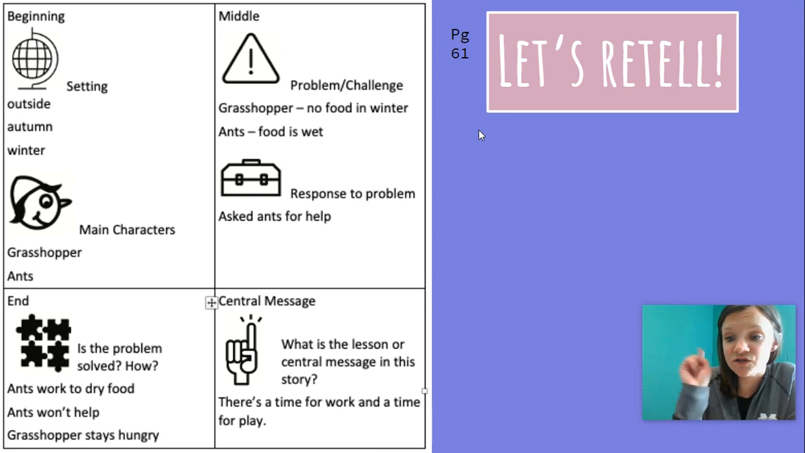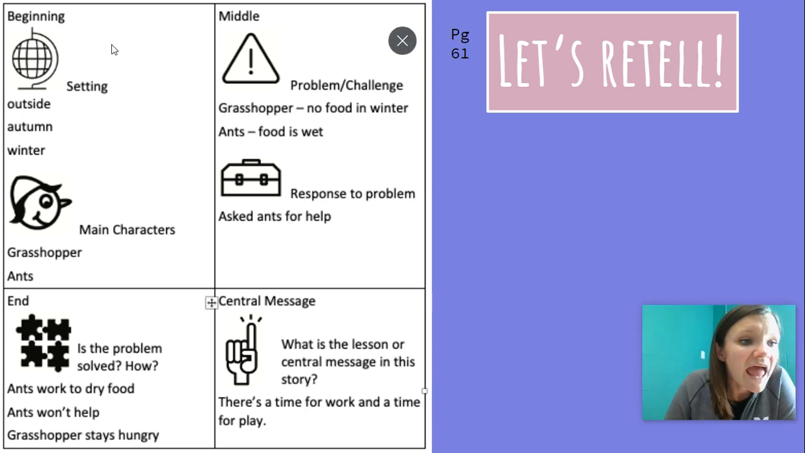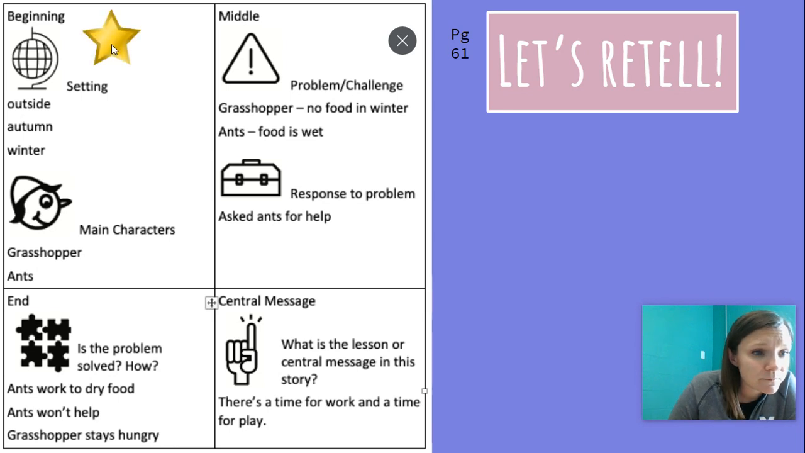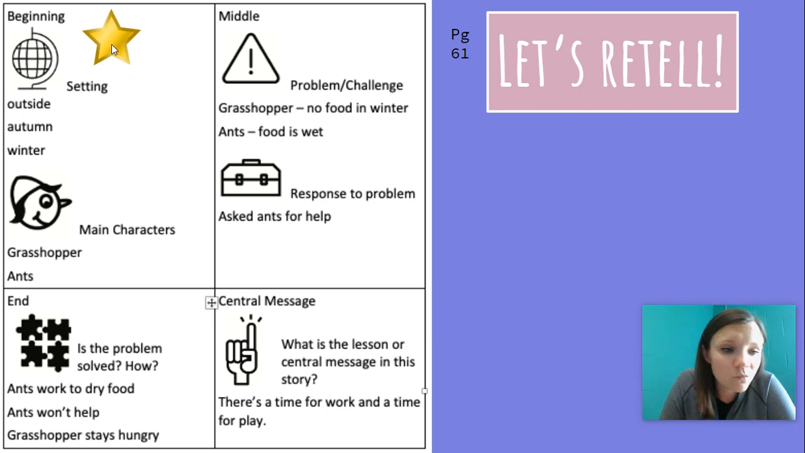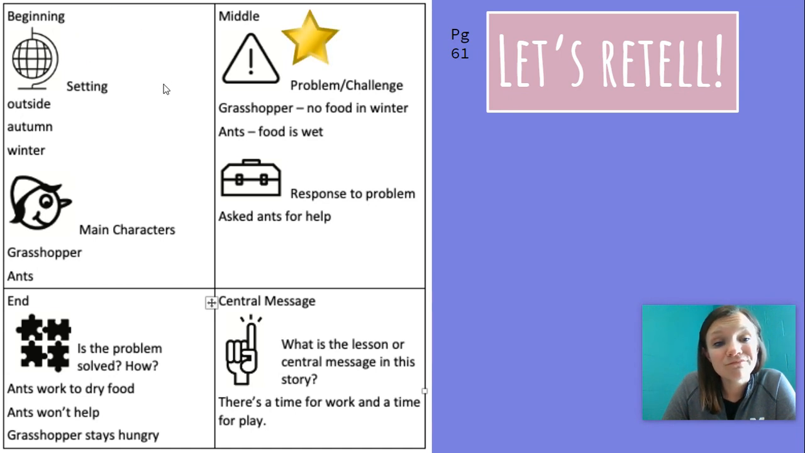But we're going to hop right to it. Use your finger. Follow along with me on your screen. If you do not have it in your book, I'm going to go through beginning, middle, end, and central message to retell The Ant and the Grasshopper. In the beginning, the setting was outside in autumn, winter time. There were ants and one grasshopper. The problem was that the grasshopper didn't collect food for the winter, but the ants, they did.